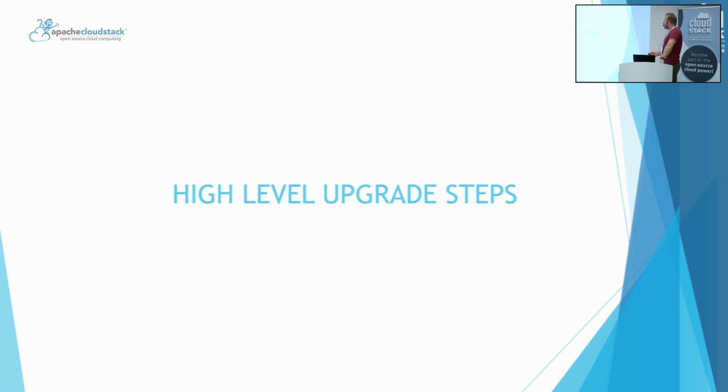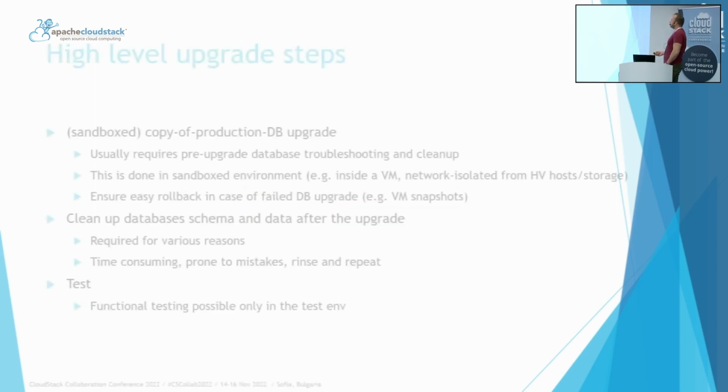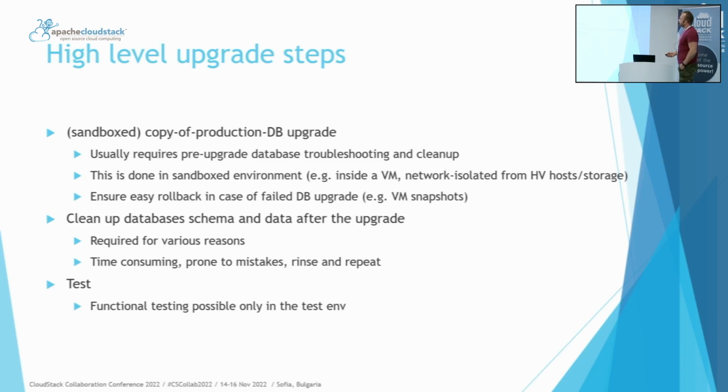All right. So let's just cover the high-level upgrade steps. The first thing you want to ensure is that you have a successful upgrade of a copy of the production database, because you will be doing a lot of this in your own test environment. The idea is to have your database imported to a management server that you built, and it has to be network isolated from any production hypervisor hosted storage, because you don't want your upgraded database and management server to start and then automatically connect to your hypervisor hosted storage.